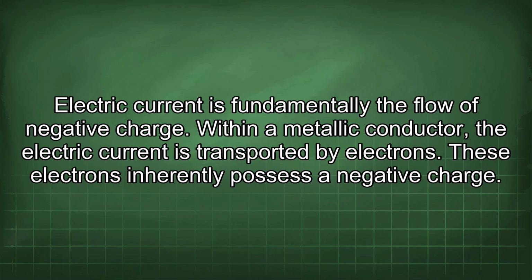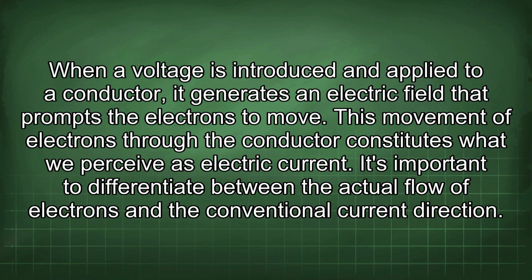Electric current is fundamentally the flow of negative charge. Within a metallic conductor, the electric current is transported by electrons. These electrons inherently possess a negative charge. When a voltage is introduced and applied to a conductor, it generates an electric field that prompts the electrons to move. This movement of electrons through the conductor constitutes what we perceive as electric current.